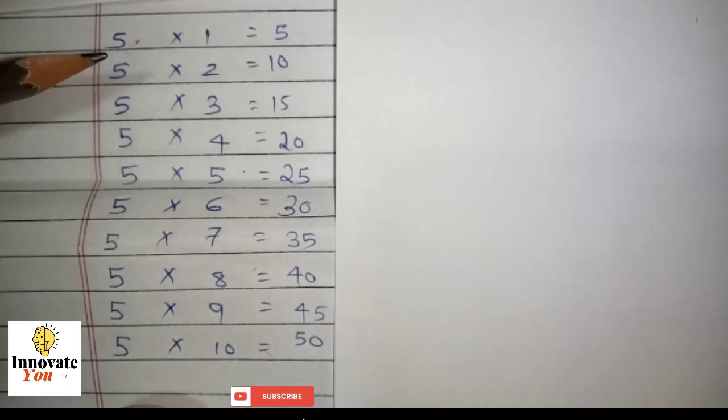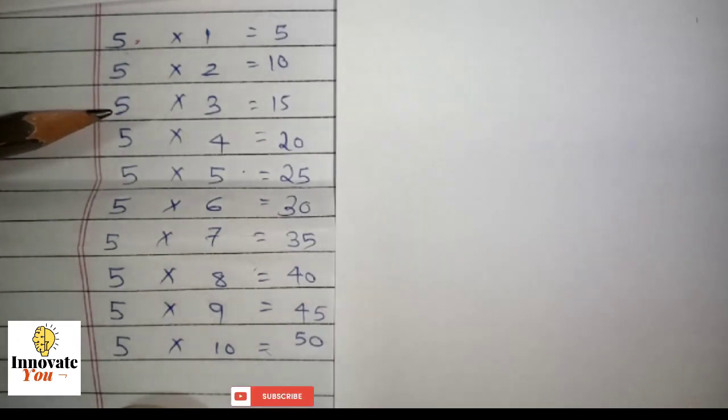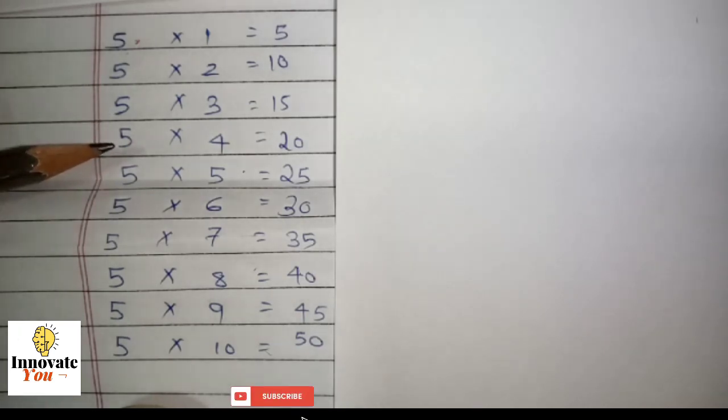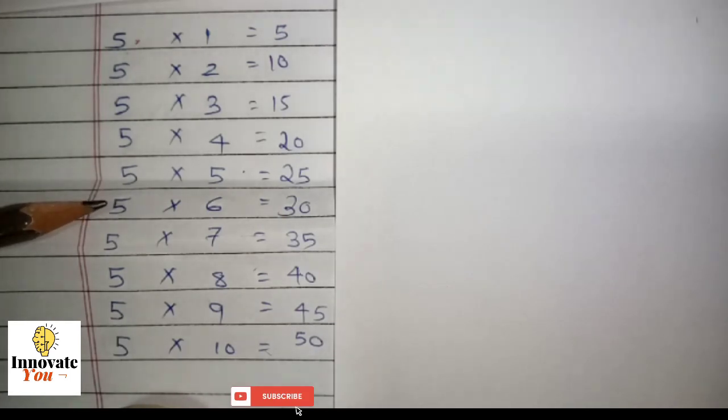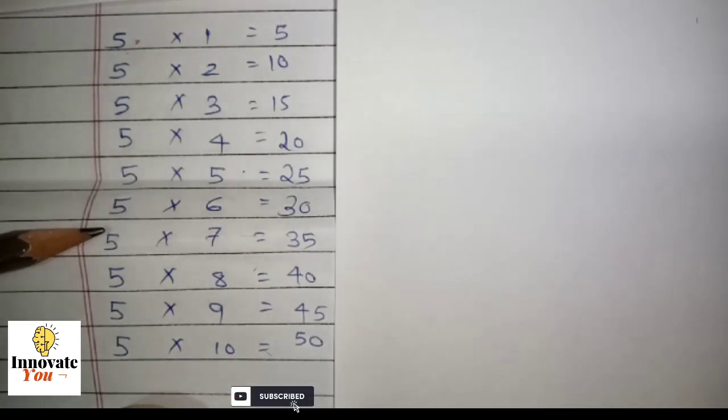5 ones are 5, 5 twos are 10, 5 threes are 15, 5 fours are 20, 5 fives are 25, 5 sixes are 30, 5 sevens are 35, 5 eights are 40, 5 nines are 45 and 5 tens are 50. Now let's see 6 times table.